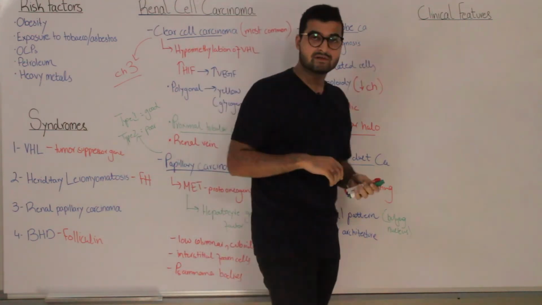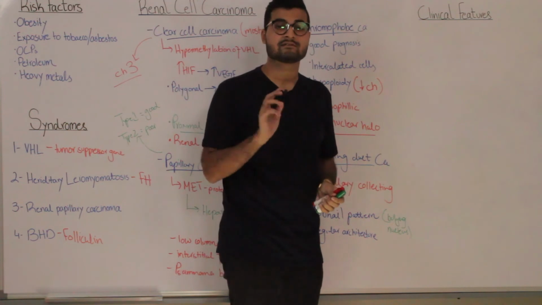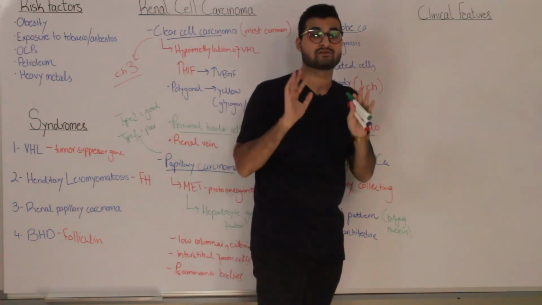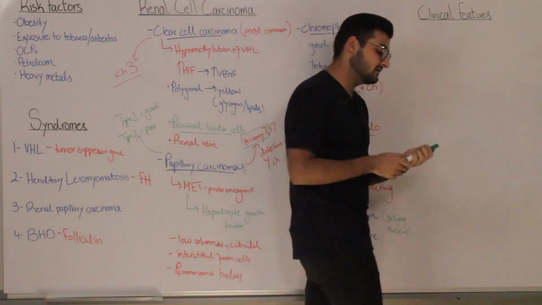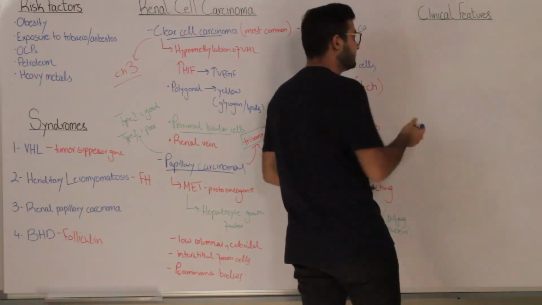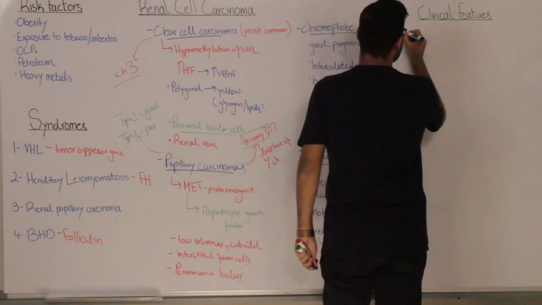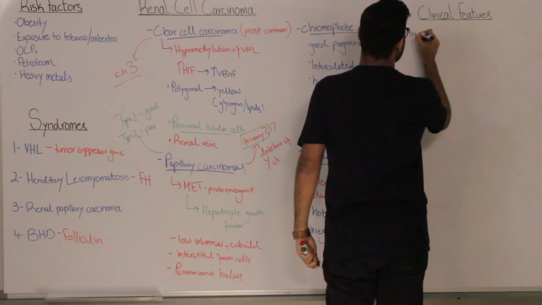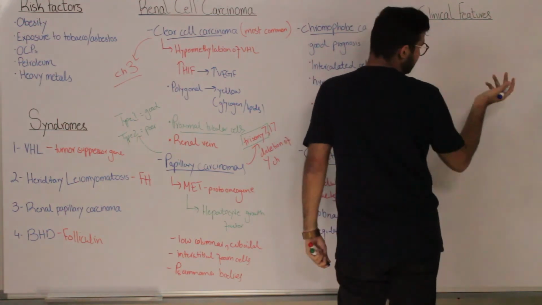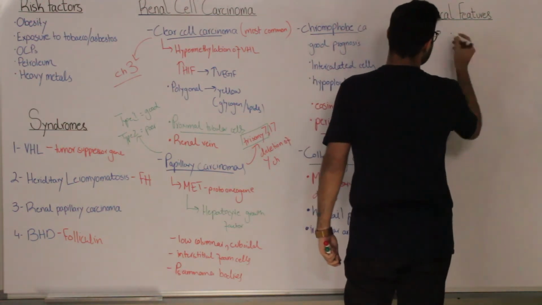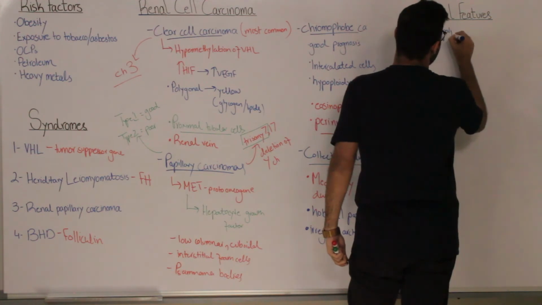When we talk about the clinical features, one thing to remember is that you have a sort of triad when it comes to renal cell carcinomas. So what is that triad? The triad for renal cell carcinoma has, obviously, three things. The first thing is a palpable mass.